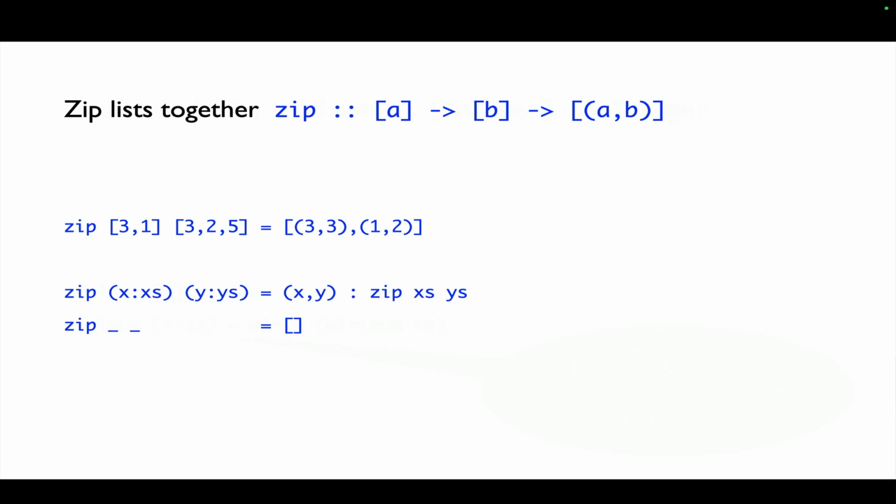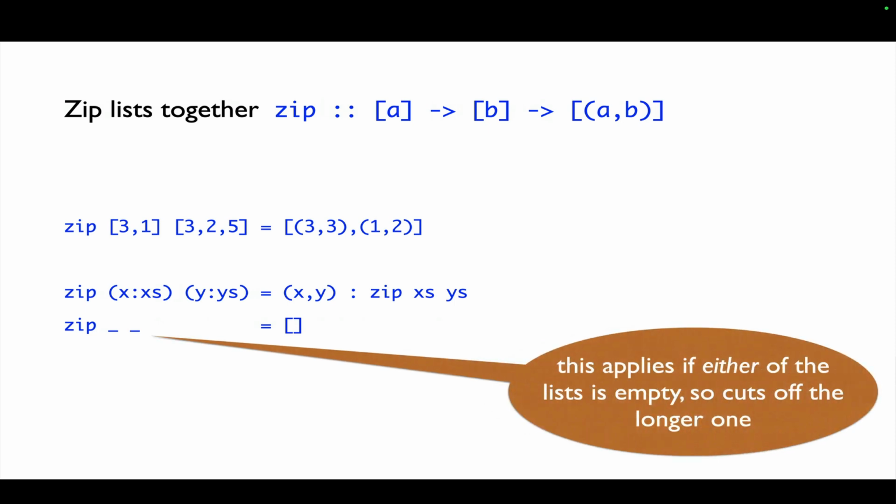A second form of recursion is zip, which we've met already. Here you can see at the top there's an example. If we zip together those two lists, which are of different length, the first is of length 2, the second of length 3, what we finish up with is a list of length 2 containing the pair 3, 3, that's the first element of the two lists, and the pair 1, 2, which are the second elements of the two lists. Now, because one list only has two elements, we can't go any further. And so at that point we stop.